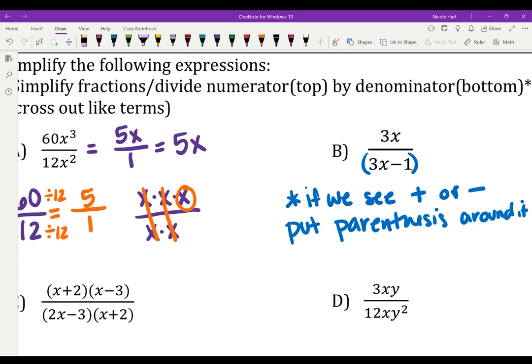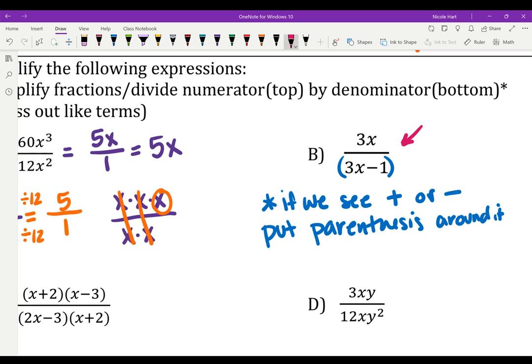The 3x on the bottom, or in the denominator, is locked in with that subtraction with the 1. So those are one unit together, one set of cancelable terms. So they have to go together. Wherever the 3x goes, the negative 1 goes. And so we cannot cancel it out. So this is the final answer. There is no factoring. There's nothing to factor or cancel. That is the final answer.